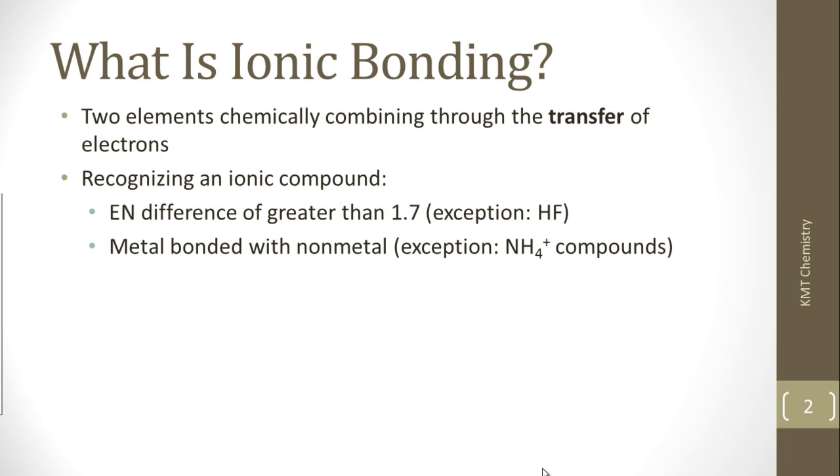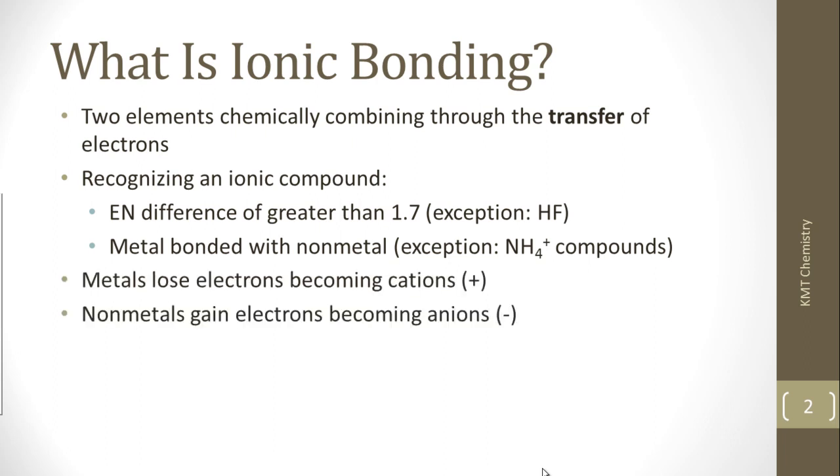One case is hydrogen fluoride. The electronegativity difference is actually 1.9, even though it's a covalent compound. So the much better way to determine if your compound is ionic is if you have a metal bonded with a nonmetal. Of course, there are a couple exceptions to that as well, namely the ammonium cation.